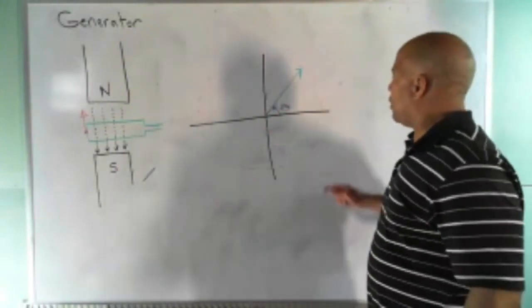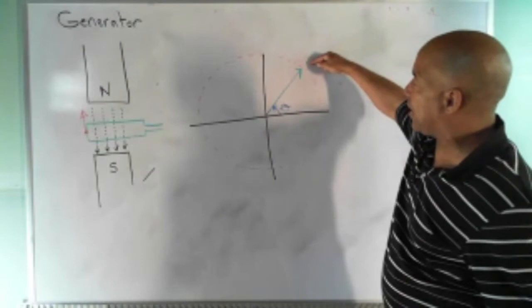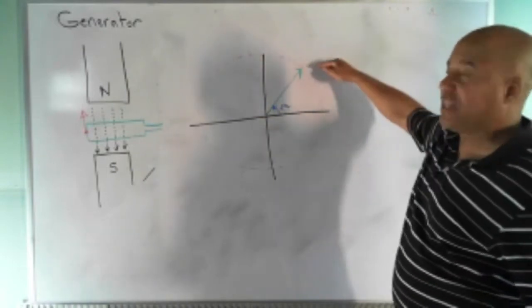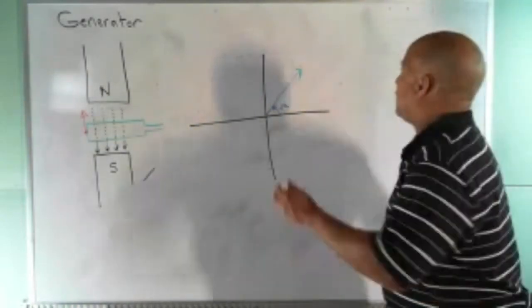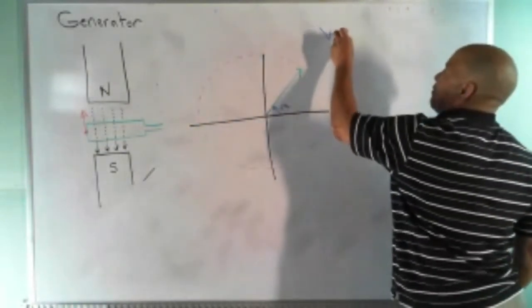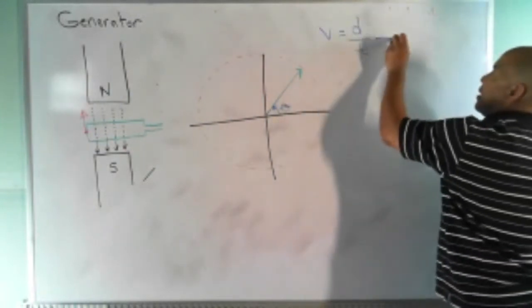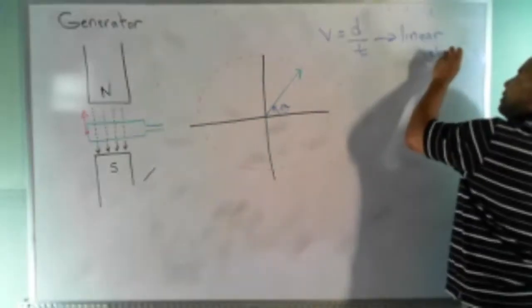And I already showed you that this distance right here between some starting point and ending point is changing with time. So if I get the time it takes to go this distance, and I divide that distance by the time, that gives me velocity. It gives me a linear velocity. V equals d over t, linear velocity.